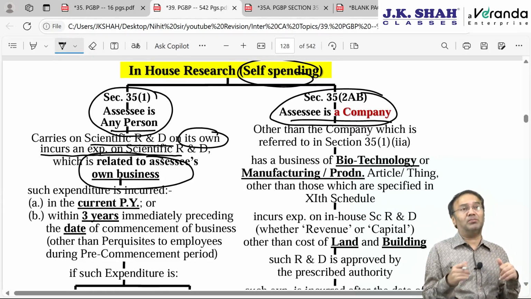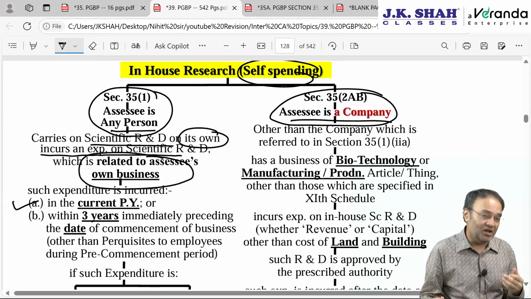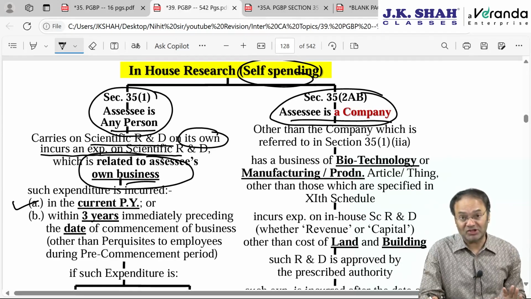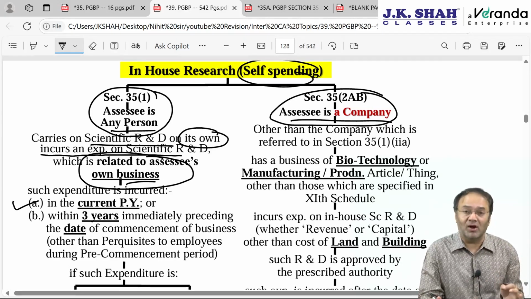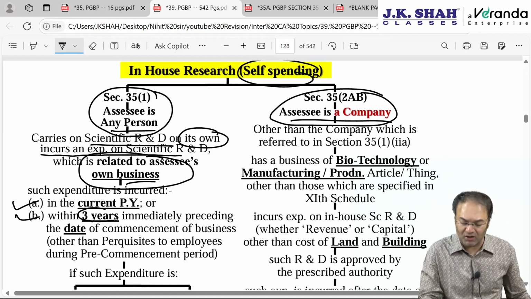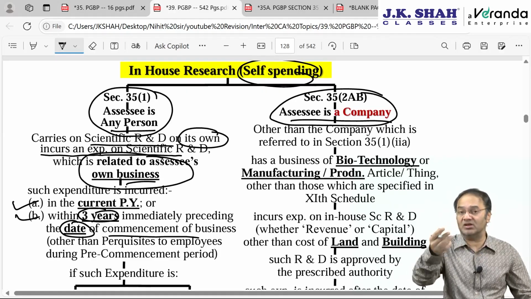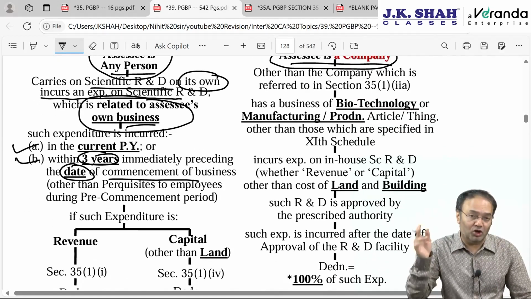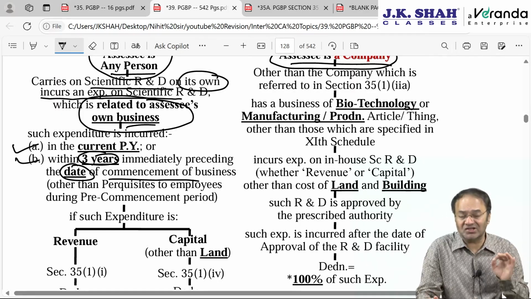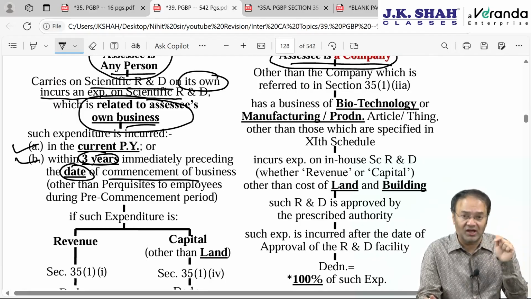Here expenditure could be pre-commencement or post-commencement also. Expenditure could have been incurred in the current previous year as well as before commencement of business. That is also allowed, provided it does not exceed the period going backwards. Period should not exceed 3 years prior to the date of commencement. Not 3 years prior to the financial year in which the business is commenced, but 3 years prior to the date of commencement of business. During the pre-commencement period, salary to employees engaged in scientific R&D will also be R&D expenditure. Salary is allowed, salary to staff engaged in R&D.